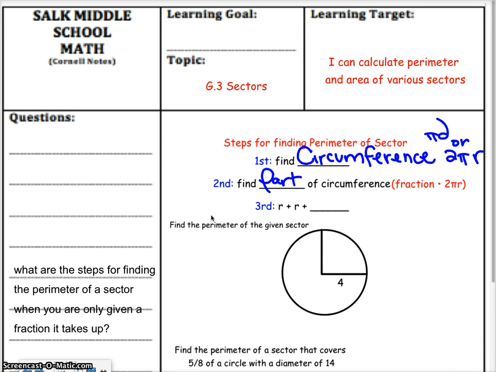How do you find part? You go fraction times the whole. So if I'm a half of a circle, I go 1/2 times the whole. If I'm 2/3 of the circle, I go 2/3 times the whole. So this little area here was the whole. And then third, I find the actual perimeter. That's the radius plus the radius plus the part, or circumference part, more specifically.